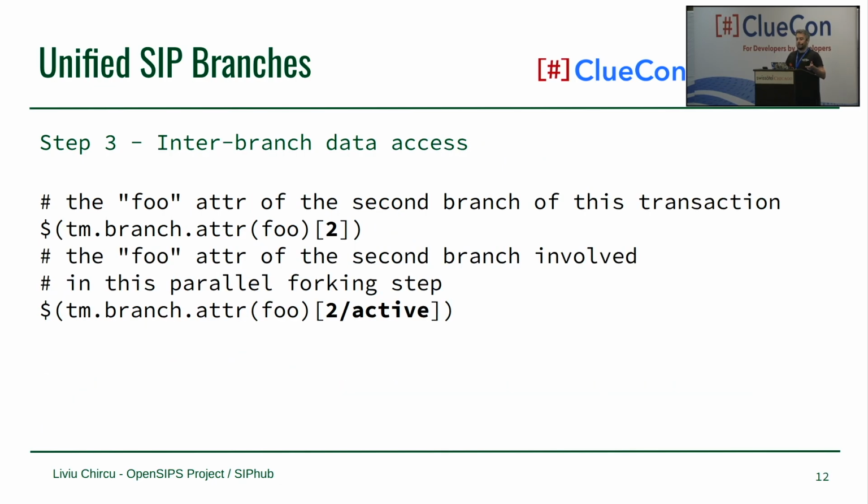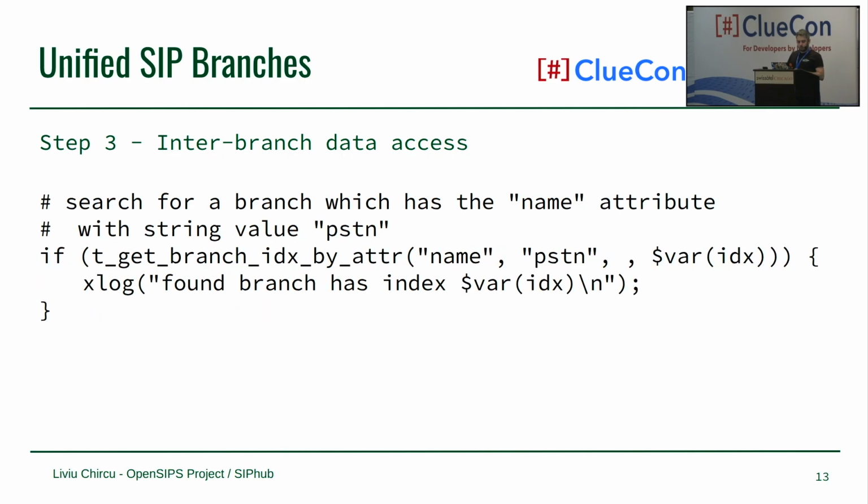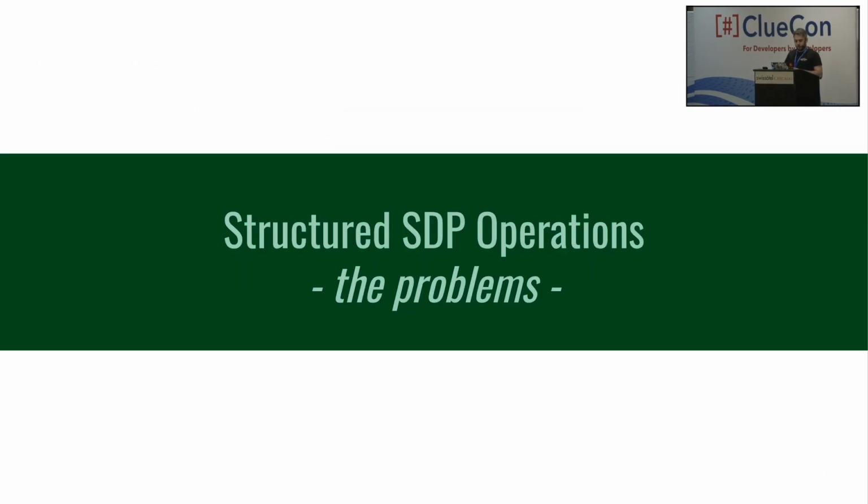Last but not least, you can look into other branches as well, because that was also a problem. The winning branch was number 2, or in this case, let's say number 1, but I want to fetch some attributes from a different one so I can terminate the session, for example, or similar processing. And a helpful function there to get a branch index using a given attribute. So, useful stuff.